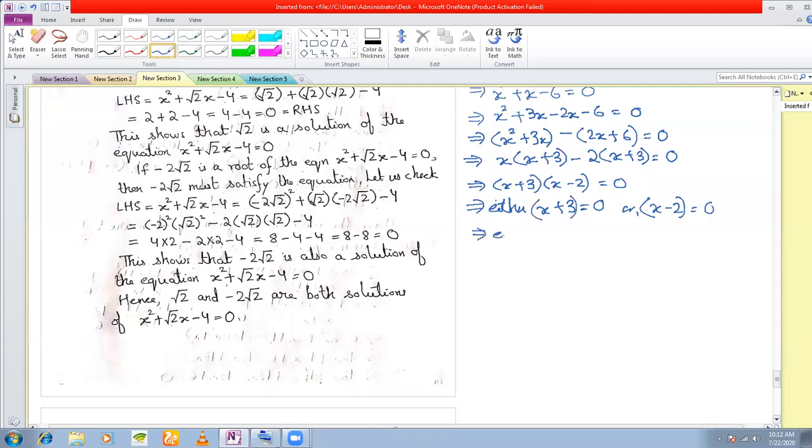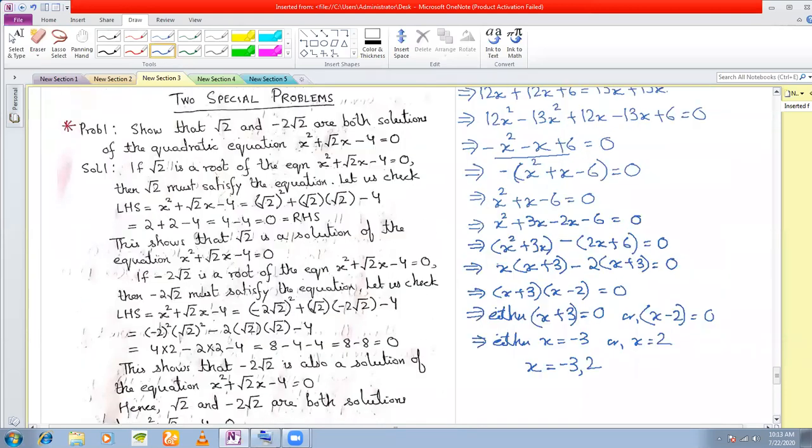That means either x is equal to minus 3 or x is equal to 2. So therefore the roots of the equation are minus 3 and 2. Now one special problem. I've got only 1 minute left, so I'll finish this in the next session. Okay.